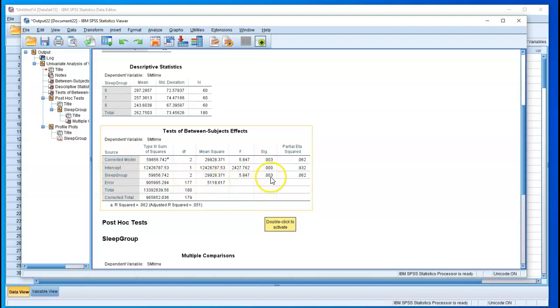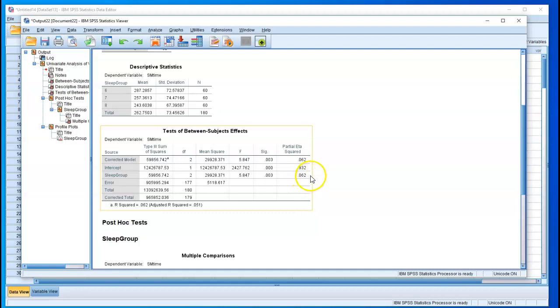The p-value for that is 0.003, which tells us that the data are not consistent with the null. Our null hypothesis is that all three means are equal to each other, and this is showing us that they're not. At least one of them is different from the others. We need to look at post hoc tests to figure out which ones are different.